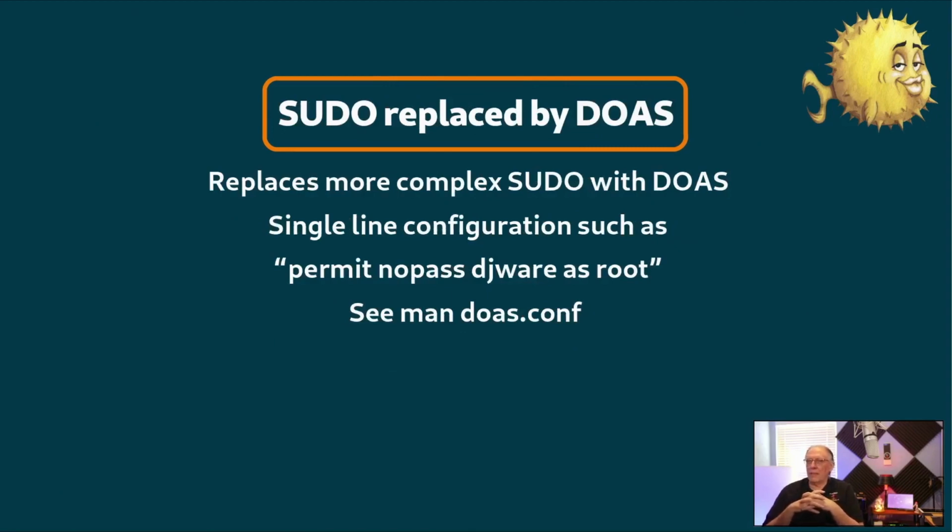They also replace sudo. They consider sudo too complicated. It's overly complex, it doesn't need to be, and so they provide doas. And doas is a single line configuration. As you can see here, I would just do a permit, and then if I didn't want a password prompt, it would just say nopass. And then I would assign DJ Ware as root.